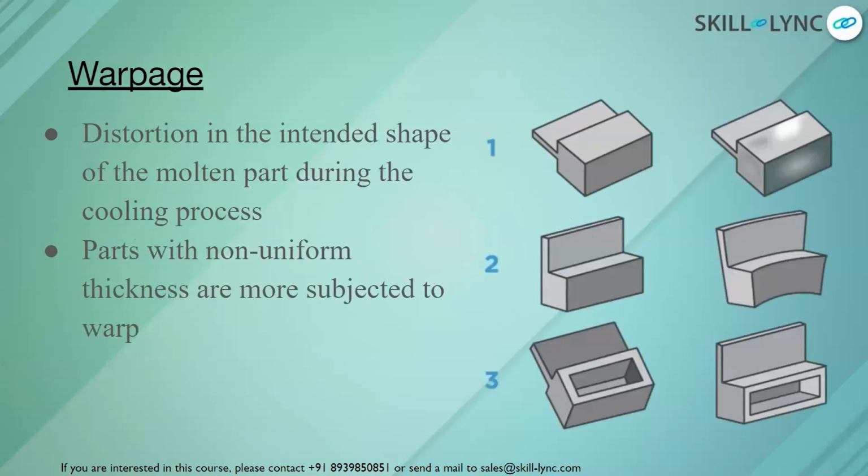Warpage is basically the distortion of the intended shape of the molded part during the cooling process. As the part cools down, because of the length of the component or because of non-uniform thicknesses of the parts, there can be distortion in the shape, or the intended shape is not met finally when it cools down. This can be avoided by making sure that there are no sudden changes in thickness, and that a gradual change in thickness is provided. Wherever there is a requirement, engineering features like grips and other things are provided to avoid these warpages.